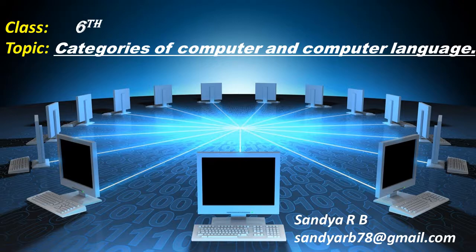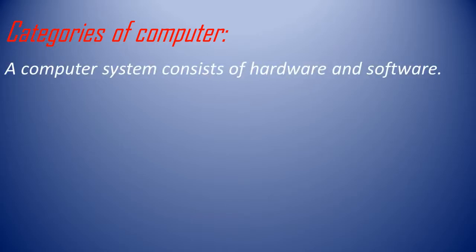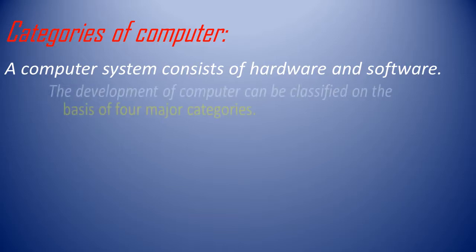This is the first video of our very first chapter, that is categories of computer and computer language. First is about categories of computer. A computer system consists of hardware and software. Hardware is nothing but a component you can touch and you can feel. Software is nothing but a collection of data or programs.